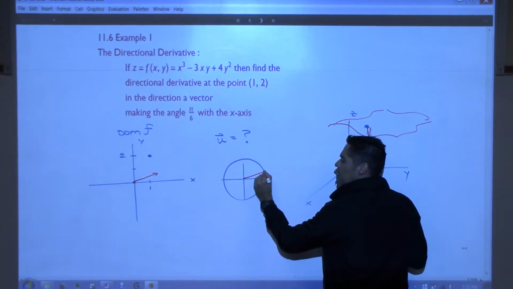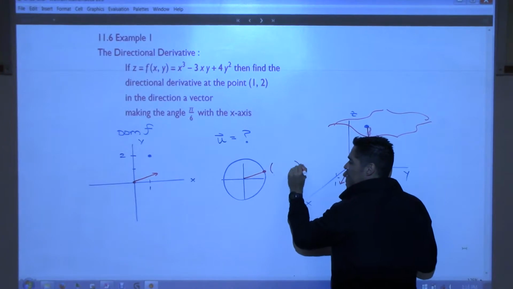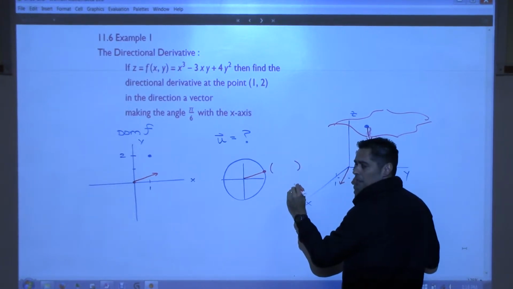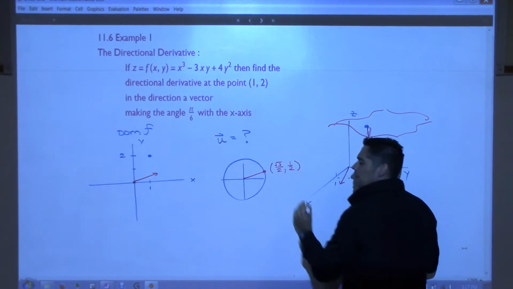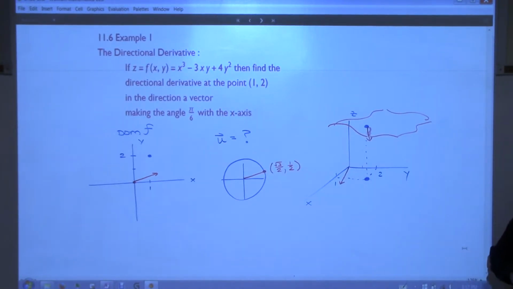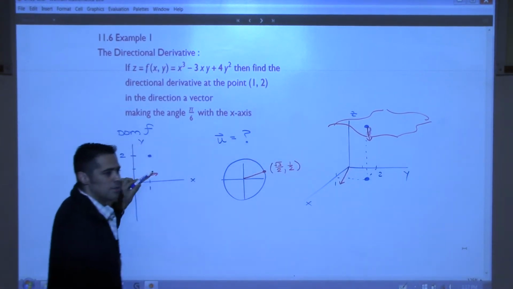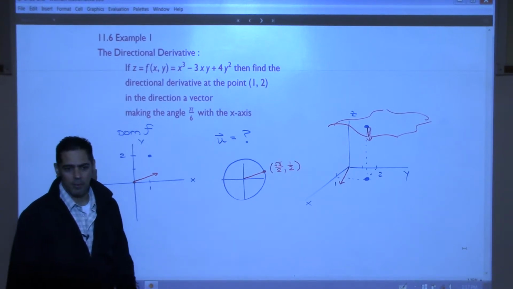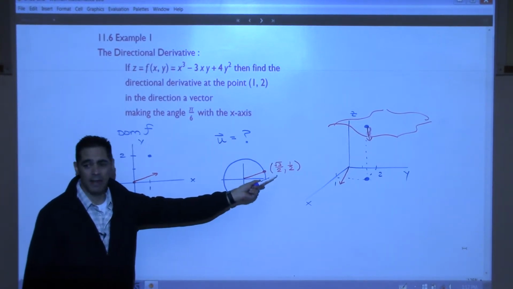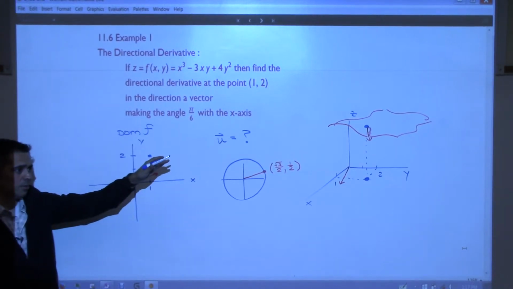And that corresponds to an actual point that we all should kind of remember from pre-cal. This was a common angle, wasn't it? This is root 3 over 2 and 1/2, isn't it? So if I have an angle of pi over 6 with the x-axis, that corresponds to that point on the unit circle. And of course, I can make a vector out of that point, couldn't I? Just turn this into a vector, and that's going to correspond to the direction I want to point, right?